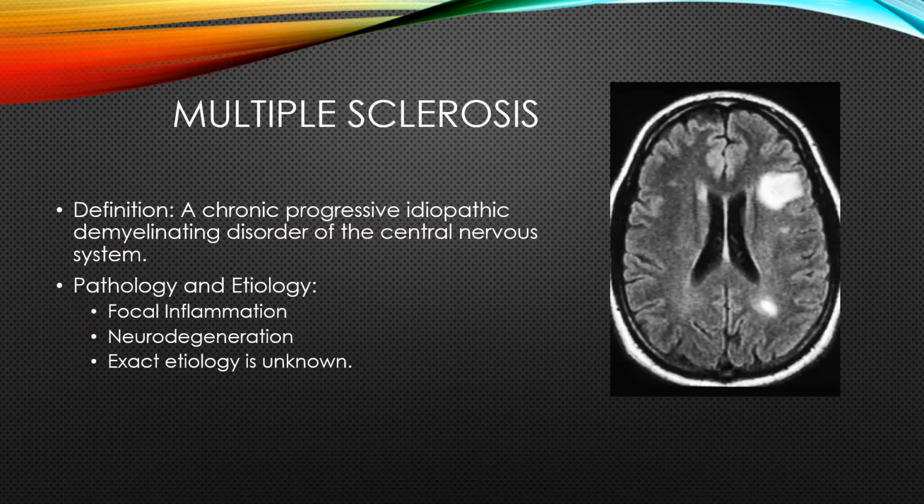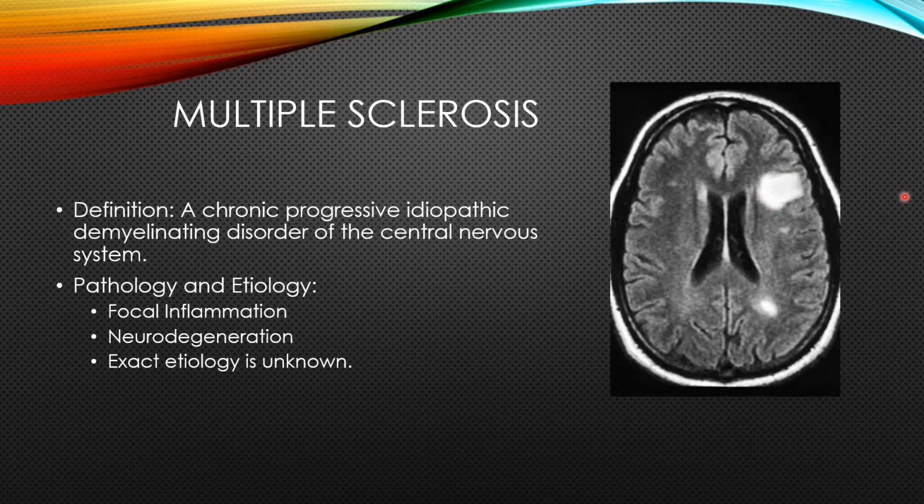Multiple sclerosis, or MS, is a chronic, progressive, idiopathic, demyelinating disorder of the central nervous system. It's characterized by intermittent disturbances of neurological function, and roughly 25% of these cases present with monocular visual loss accompanied by periocular discomfort. Here we see the demyelination in this MRI.